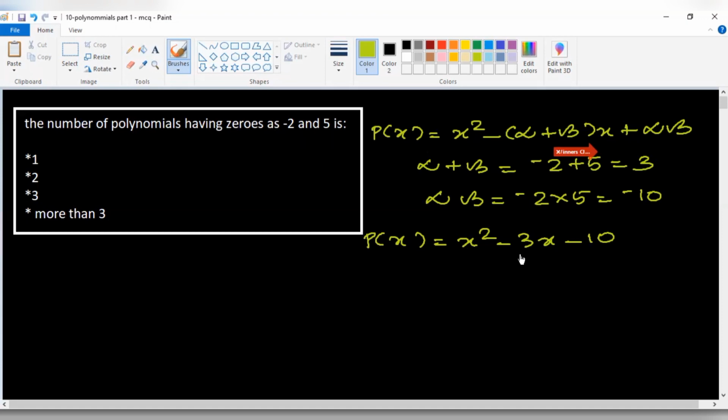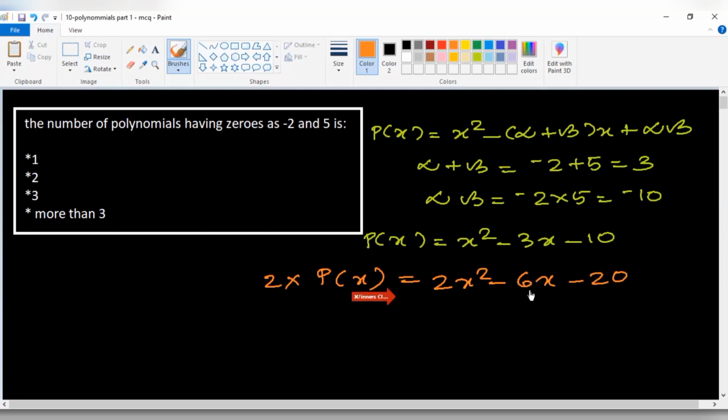But we cannot strictly say that there is only one polynomial, because if we multiply this p of x by 2 or any other number, for example, let us multiply this given polynomial by 2, then we get 2x square minus 6x minus 20. The zeros of this polynomial will also be -2 and 5. That means we can have a lot of polynomials having zeros -2 and 5. So here the answer is more than 3. This is the correct option.